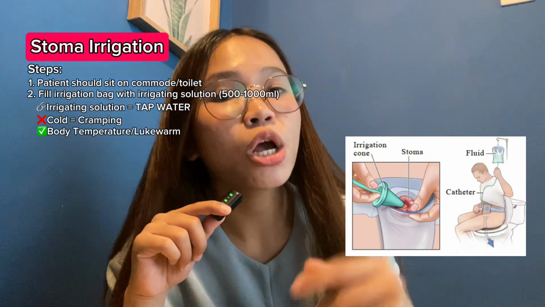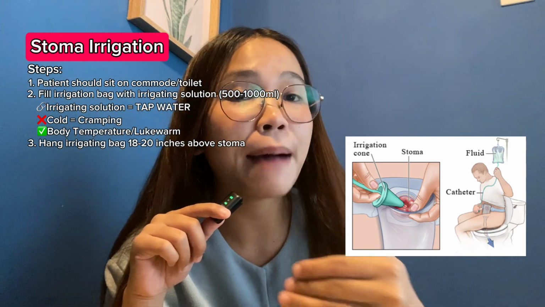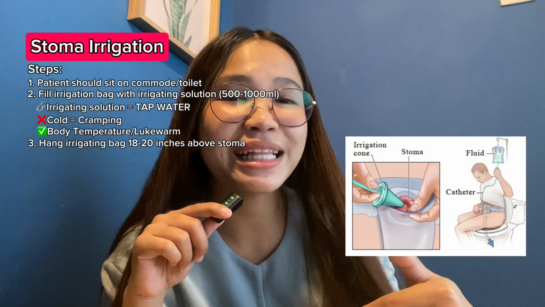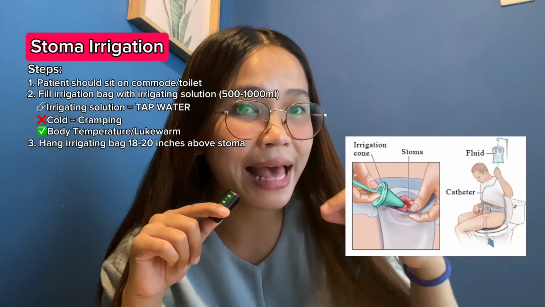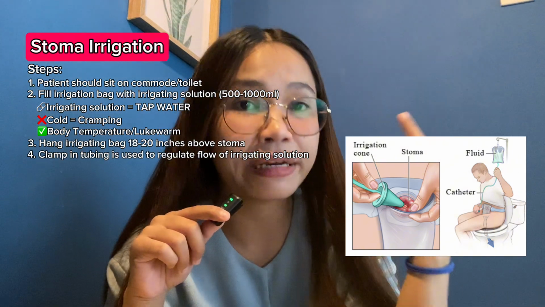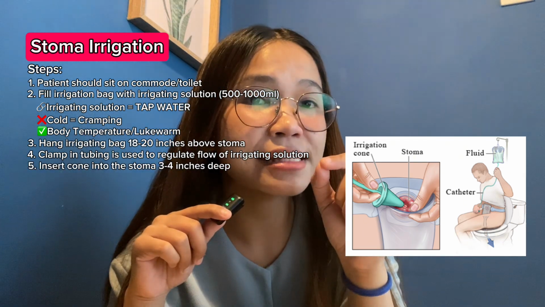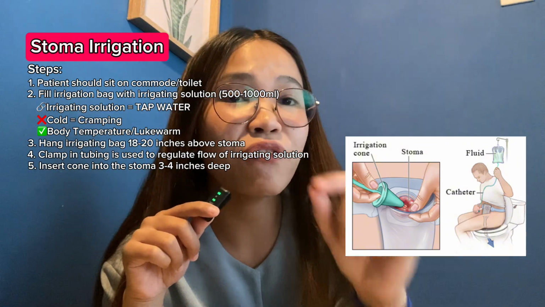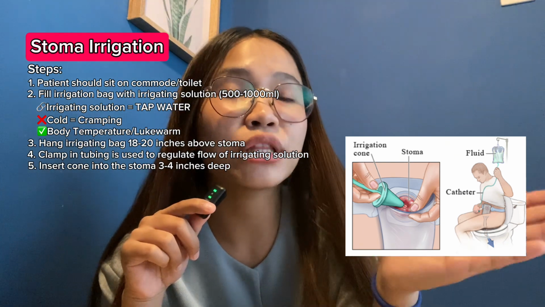And then, anong gagawin natin? We will hang the irrigation bag 18 to 20 inches above the stoma. Above the stoma. Not above the patient, not above the abdomen. Okay? Above the stoma, dapat it's 18 to 20 inches. And then, syempre, from the bag, we also have a tubing with clamp. And the clamp is used to regulate the flow of your irrigating solution from the irrigation bag. And then sa dulo ng tubing na yan, meron tayong plastic cone na pinapasok natin sa loob ng stoma mo para mapasok natin yung tubig doon. And the depth of insertion of that cone in the stoma should be 3 to 4 inches, not more than that or not less than that.